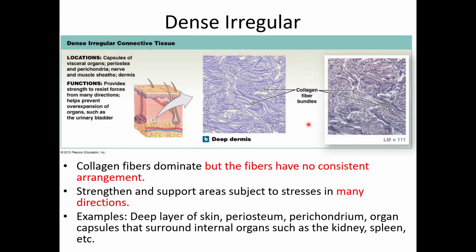Your skin is one of the easiest locations to think about when you're coming to dense irregular connective tissue. No matter which way I pull on my skin, no matter which way I pinch it or distort it, it is able to withstand that distortion. This is the benefit of having no consistent arrangement: it can resist stress in many directions.